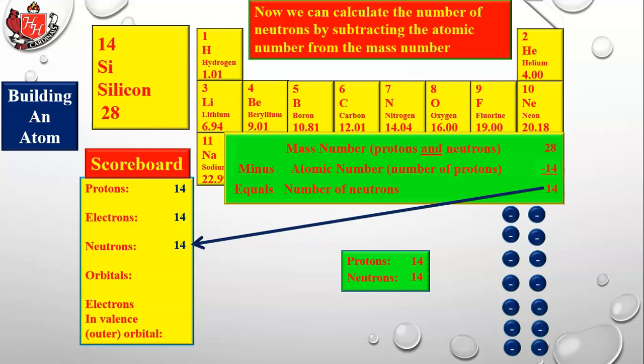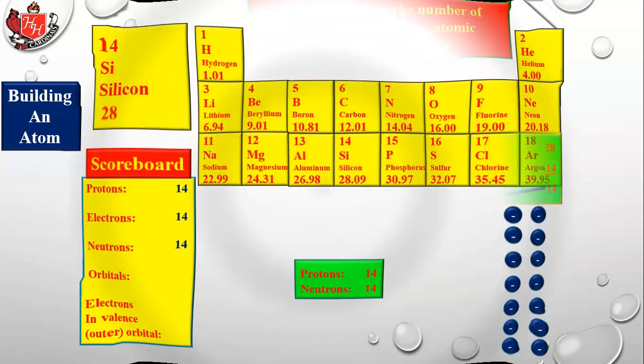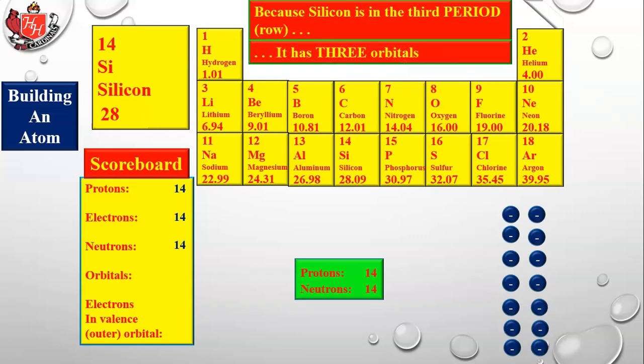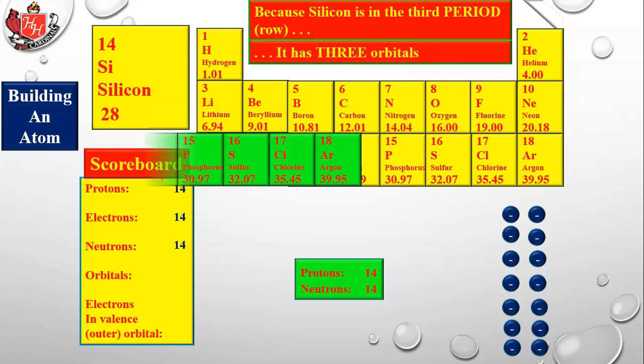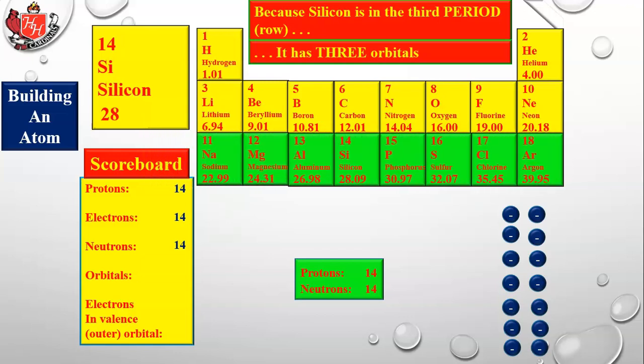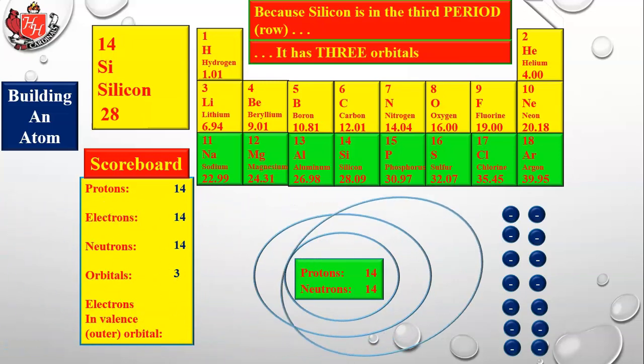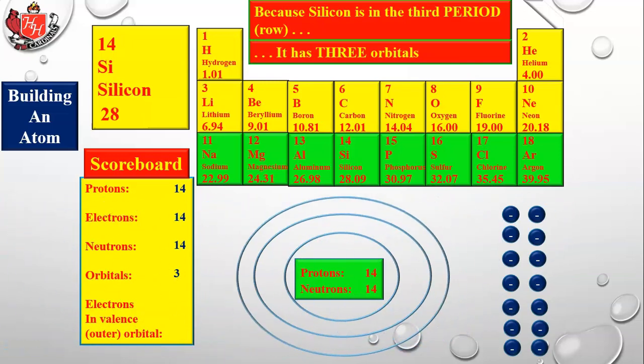Now orbitals. How many orbitals does silicon have? Because silicon is in the third period, and row and period are the same thing, it has 3 orbitals. Everything that you're seeing covered in green there is in the third row and has 3 orbitals. We're just interested in silicon right now, but all of those elements in green have 3 orbitals. So we're going to place those orbitals in our scoreboard. There's 3 orbitals, and now we're going to place them in our diagram. There's the first orbital, the second orbital, and the third orbital. So now we have our 3 orbitals.